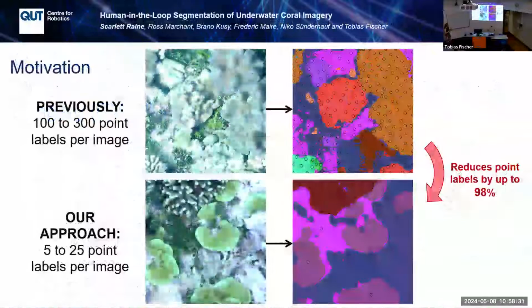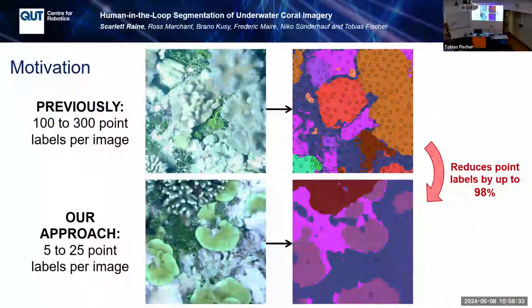So in the previous contribution, we were considering the use case where we had typically between 100 and 300 point labels per image. In this work, we're really interested to see whether we can still have accurate point label propagation, but with far fewer point labels. So here we're considering the extremely sparse label setting, where we have only 5 to 25 point labels per image.